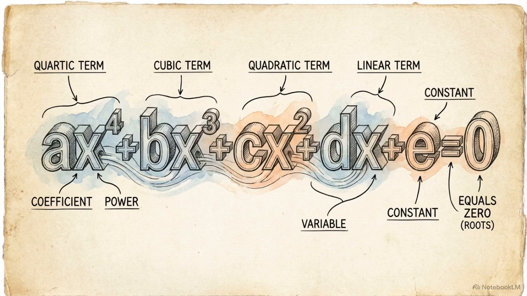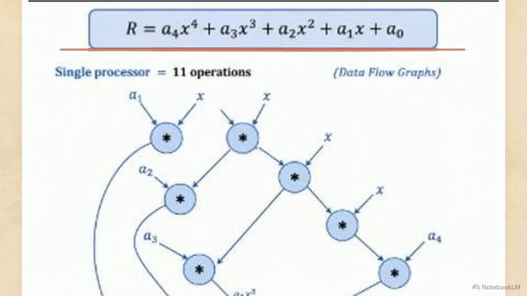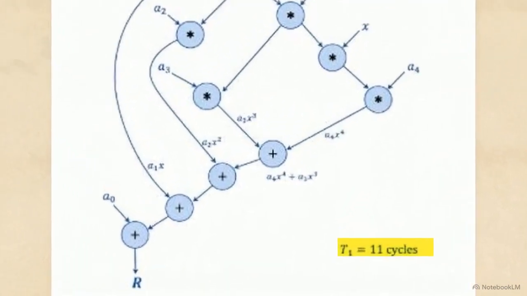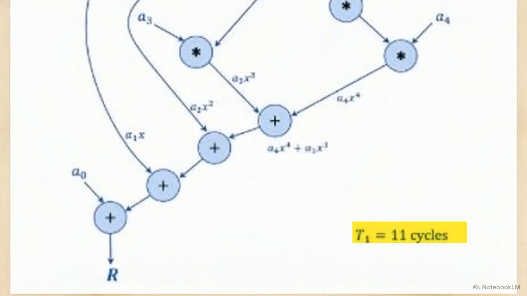Consider a standard 4th-degree polynomial equation. This provides a clear test case to measure performance at the instruction level. This data flow graph maps the equation for a single processor. Counting the nodes shows that the hardware must execute exactly 11 operations, combinations of multiplications and additions, to reach a result. Assuming 1 cycle per operation without pipelining, that takes 11 cycles.